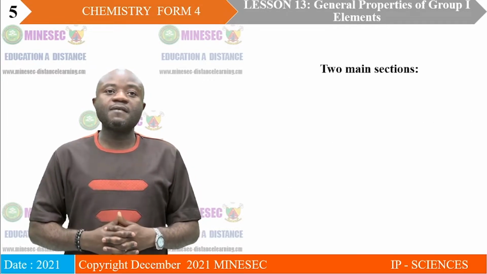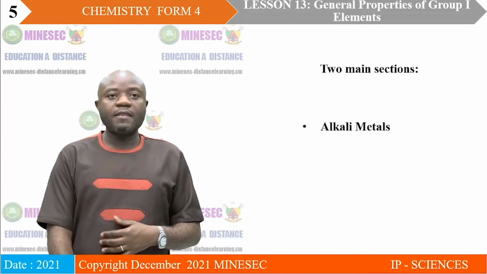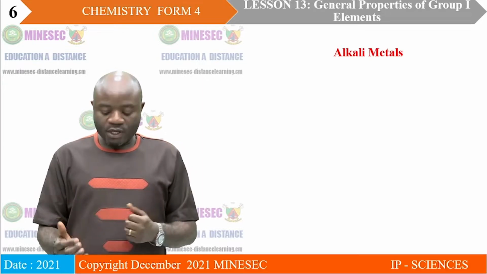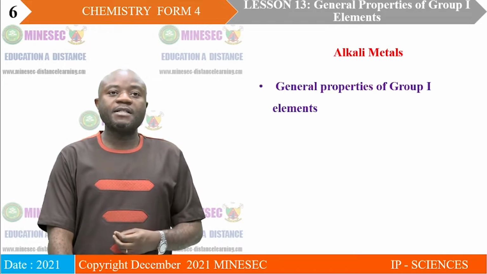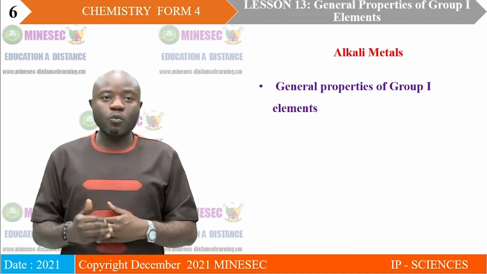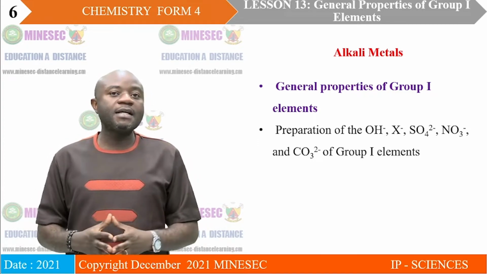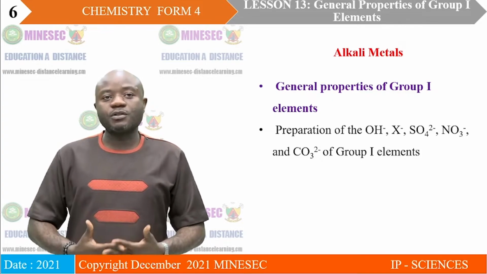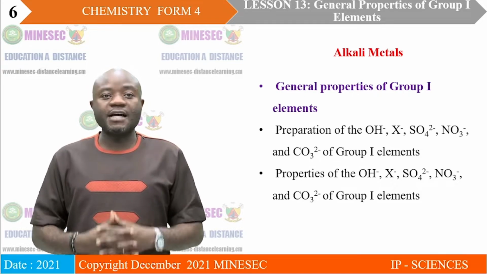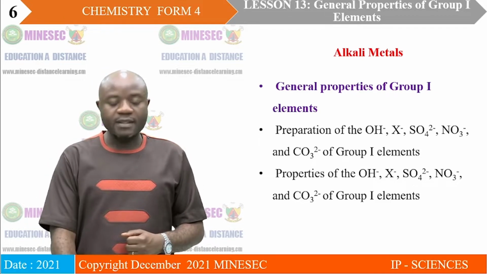This subtopic is divided into two main sections. We have the alkali metals, and we have the alkali earth metals. Under this first section, alkali metals, we have three lessons. The first is the general properties of group 1 elements. The second is the preparation of the hydroxides, halides, sulfates, nitrates, and carbonates of group 1 elements. And the third is the properties of the hydroxides, chlorides, sulfates, nitrates, and carbonates of group 1 elements.